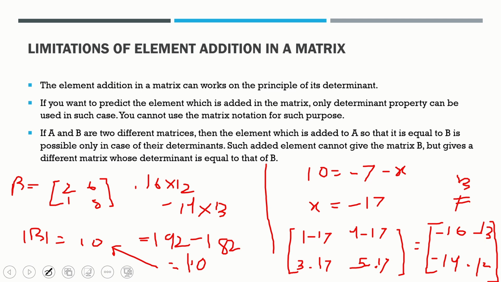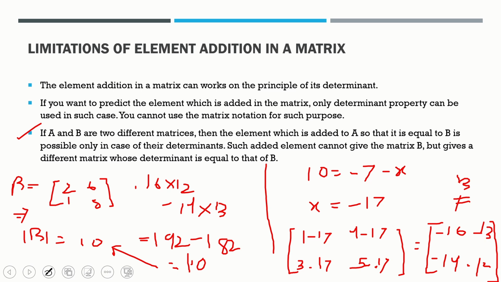This is the third point. The third point is about this one. If A and B are two different matrices, then the element which is added to A so that it is equal to B is possible only in case of their determinants. Such an added element cannot give the matrix B but gives a different matrix whose determinant is equal to that of B, and this is the reason for that limitation.